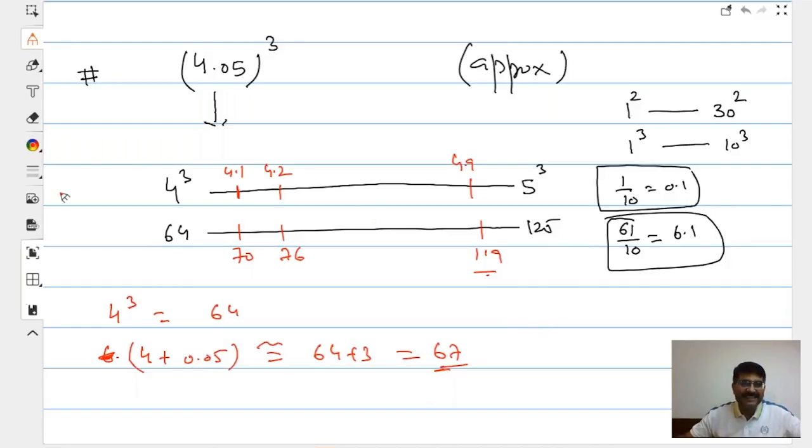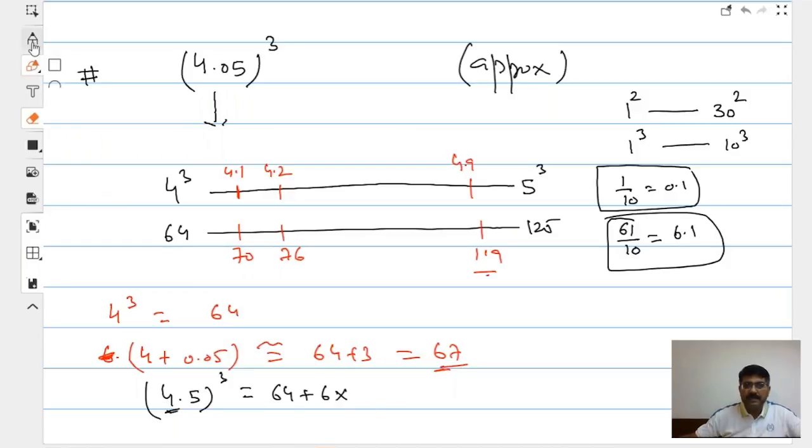See again. I use sensible approximation, beta. Say it is 4.5 ka cube. Bacho, 4 ka cube is 64. What does 0.5 mean? You are going 0.1 into 5 units ahead. So that is 6 into 5, which is going to be approximately 30, so about 94.